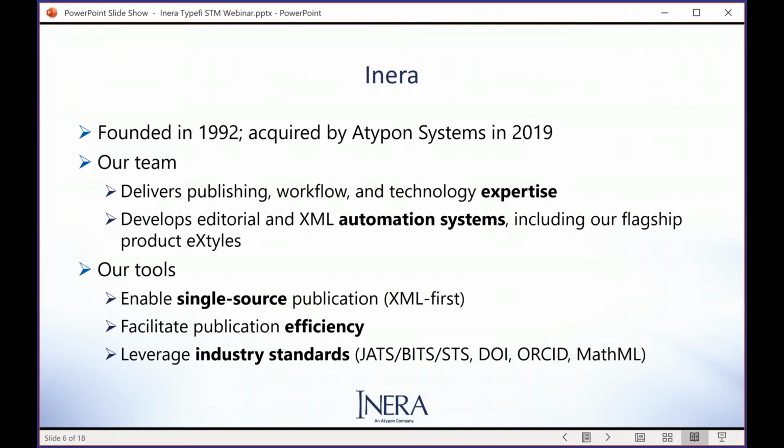Our tools work primarily within Microsoft Word, and can transform Word documents into XML, which can be used for multi-format publication, which we will talk about in more detail later in the demonstrations. We try to apply industry standards wherever we can, and that's something we'll also be talking about. Things like JATS, DOI, and ORCID will come up in the conversation, and we always try to make use of those standards in the tools that we provide to publishers.